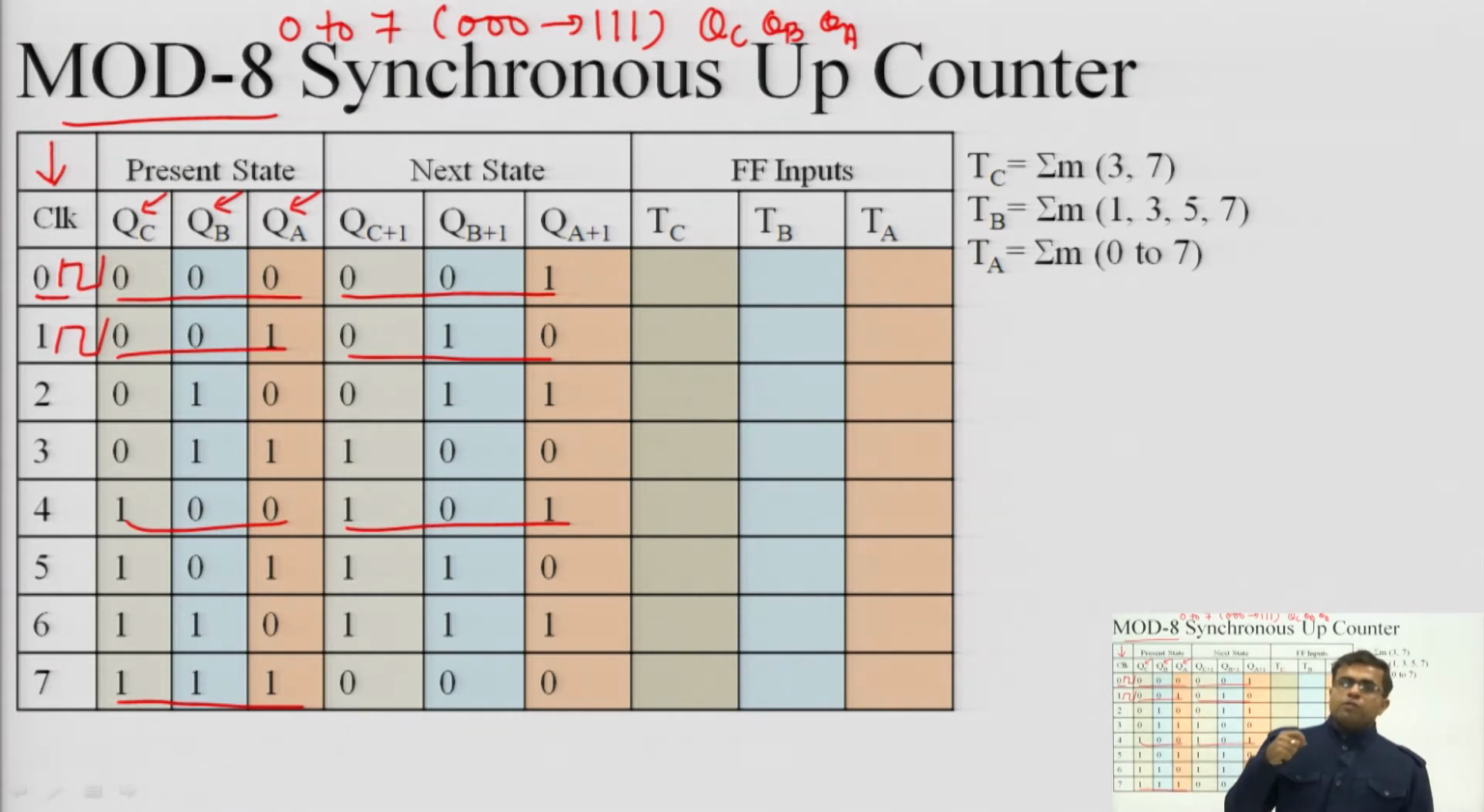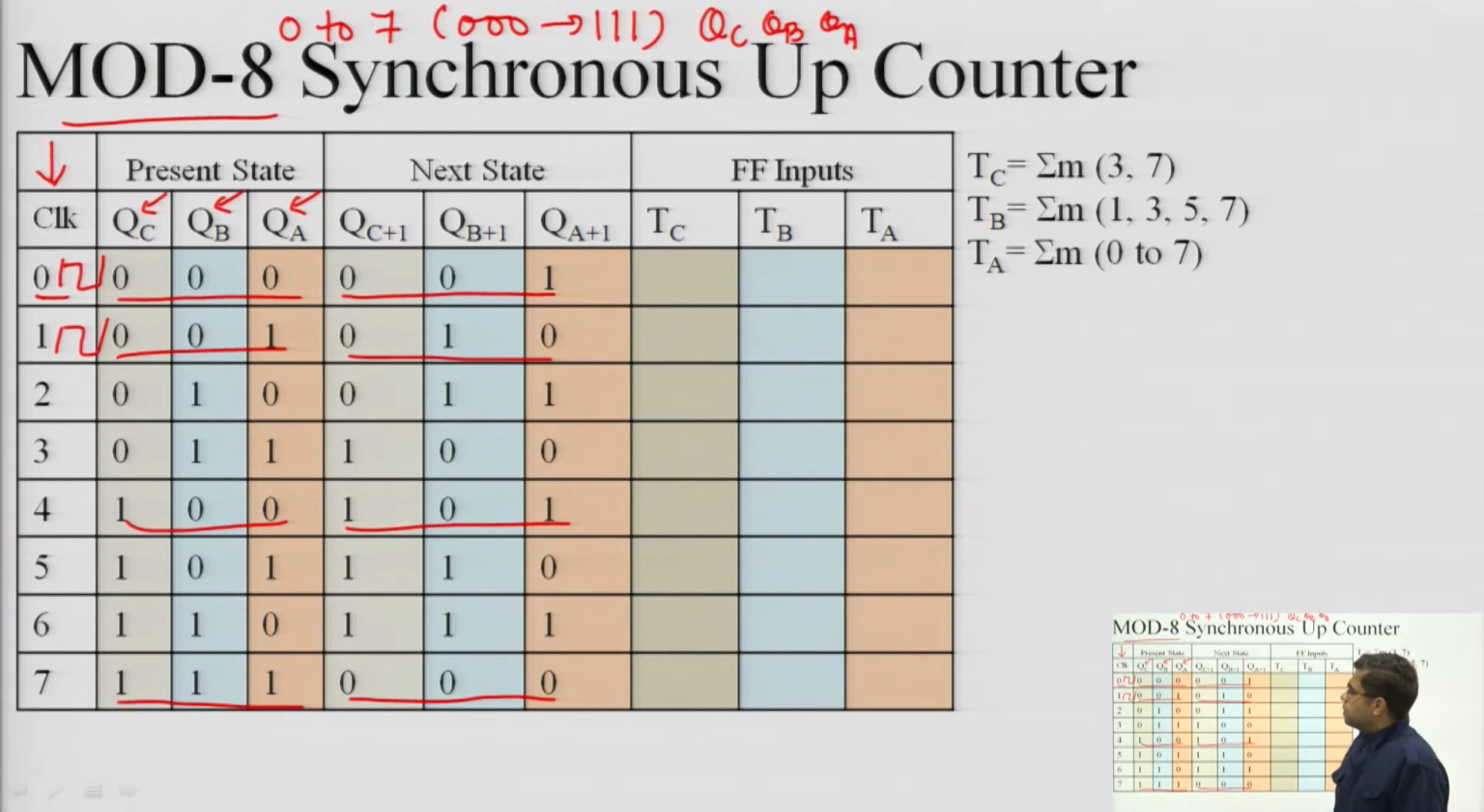After 111 I cannot get 1000, because that would require 4 bits. Instead, I will get 000, which means I restart the counting after 7. So, the next state of 7 is 0. All the possibilities have been covered in this table. 1 will be the next state of 0, 5 the next state of 4, 7 the next state of 6, and the next state of 7 will not be 8 but 0, because 7 is the maximum count that can be reached in a mode 8 synchronous counter.